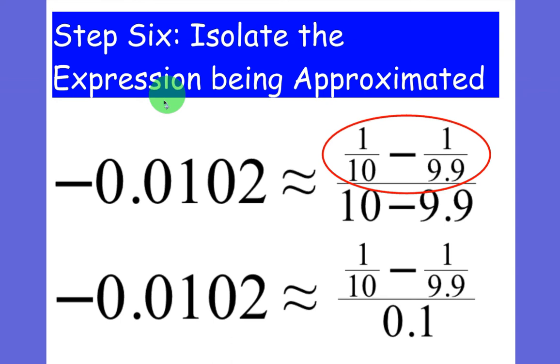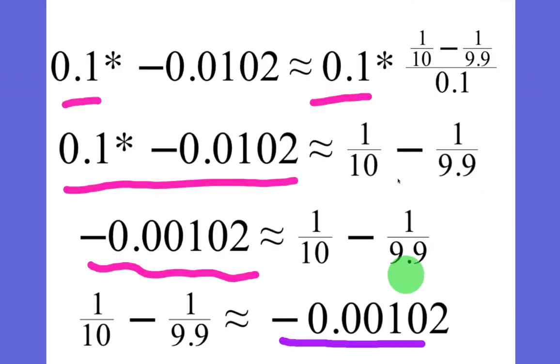So step 6 is to isolate the expression being approximated, in this case 1/10 minus 1 over 9.9. Now sometimes with linear approximation, you could be solving for maybe x2 or x1, and you have to get those by themselves. We'll do some other examples like that later on. But for now, we're just going to get the top isolated, so I'm going to simplify the bottom to 0.1, and then now all we have to do is multiply both sides by 0.1, which is what we're going to do.